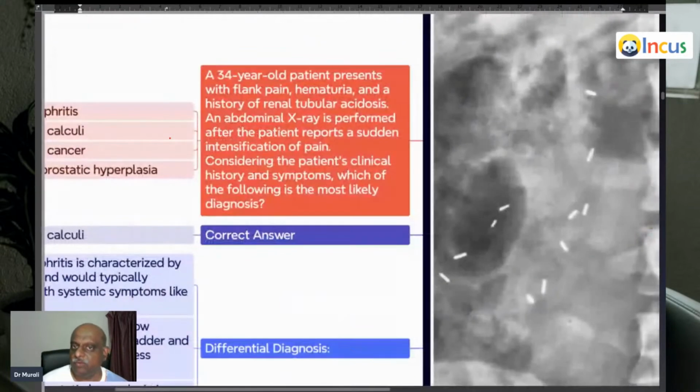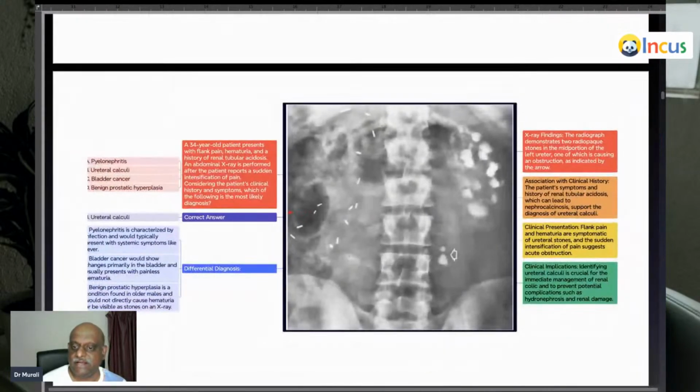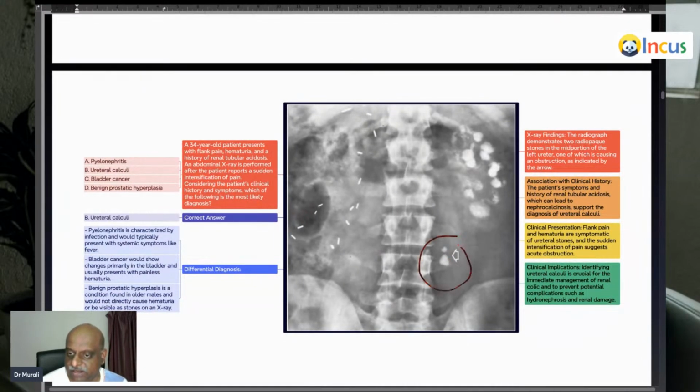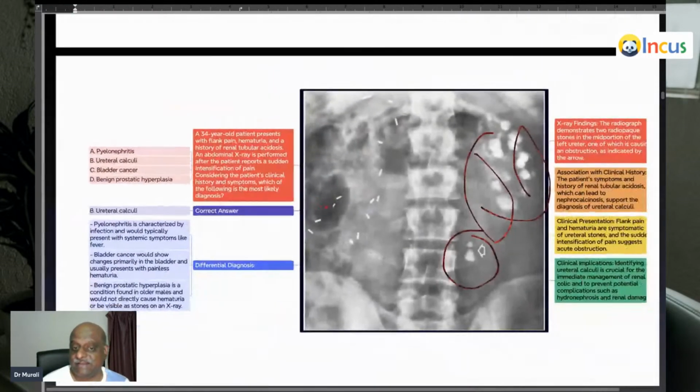A 34-year-old presents with flank pain, hematuria, and a history of renal tubular acidosis. An X-ray is done. So what do you see in the X-ray, doctor? You are able to see multiple renal calculi, right? Multiple renal calculi. Nephrocalcinosis is also there, which is typical of renal tubular acidosis, which the patient is having.